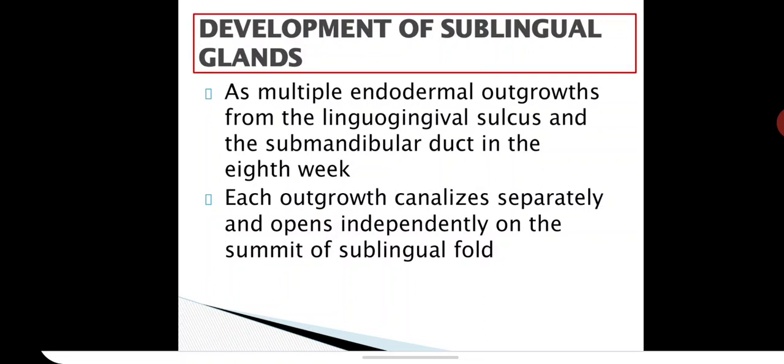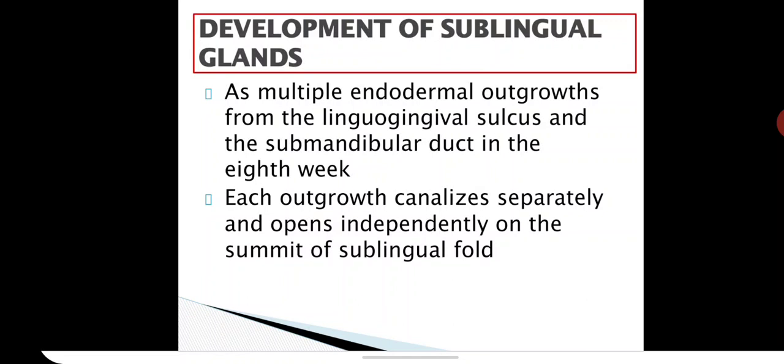Sublingual glands develop as multiple endodermal outgrowths from the linguogingival sulcus or alveolo-lingual sulcus, and also from the submandibular duct, but they develop somewhat later, in the 8th week. Each outgrowth canalizes separately and opens independently on the summit of the sublingual fold. So it is somewhat different: multiple endodermal outgrowths.